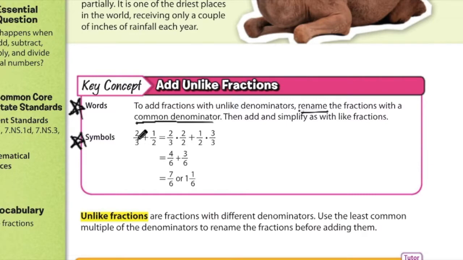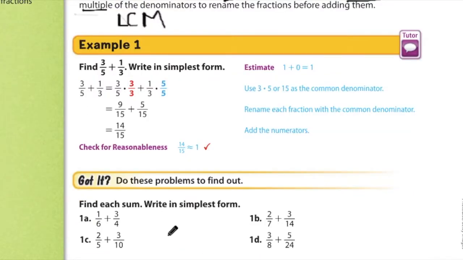In symbols, we have an example here with 2/3 and 1/2. We're going to rename those with common denominators of 6 and then add the numerators and simplify like we did with like fractions. Again, that's something you already know how to do, but putting the words with the explanation is really important. Unlike fractions are fractions with different denominators. And you're going to use the least common multiple, also known as the LCM, of the denominators to rename the fractions before adding them.